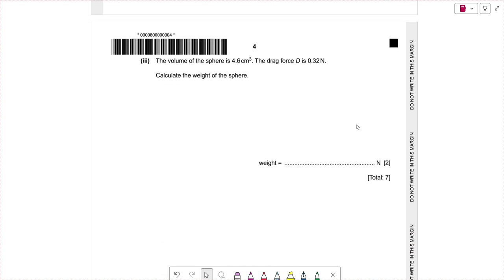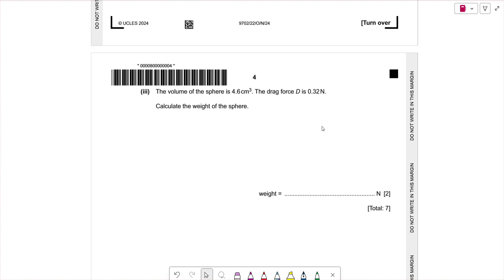In the third part, the volume of the sapphire is given, which is 4.6 centimeter cube. The drag force D is 0.32 Newton. Now he wants us to calculate the weight of the sapphire.